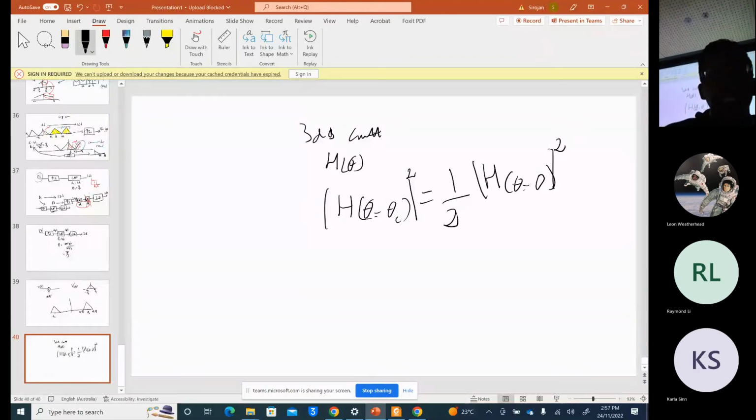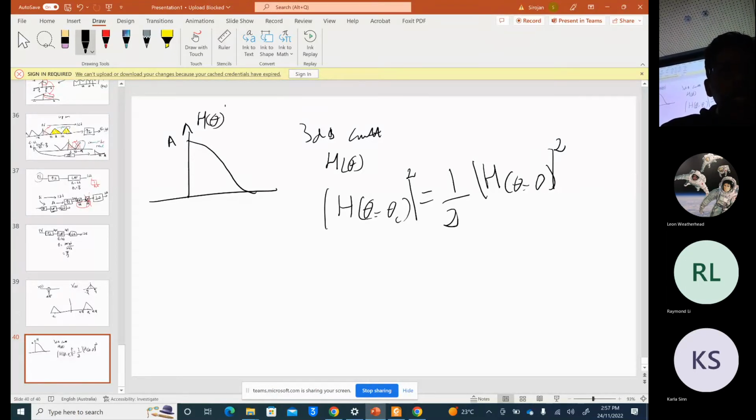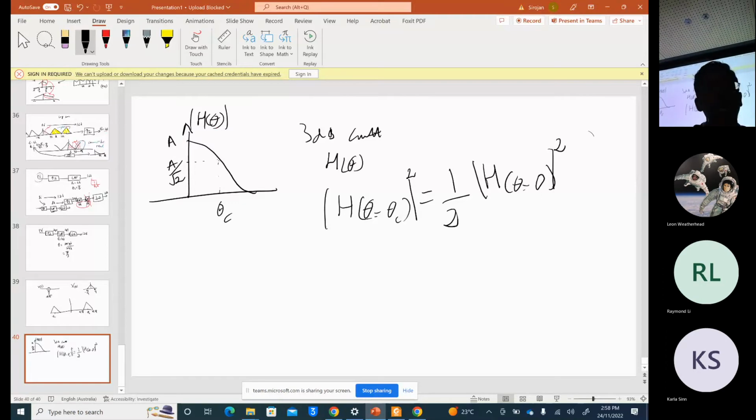3 dB cutoff frequency means, if it is a low pass filter, your gain is somewhere here, A. This is H(theta), the magnitude. Then this place where it is A by root 2 is the half power point. So that is theta c.